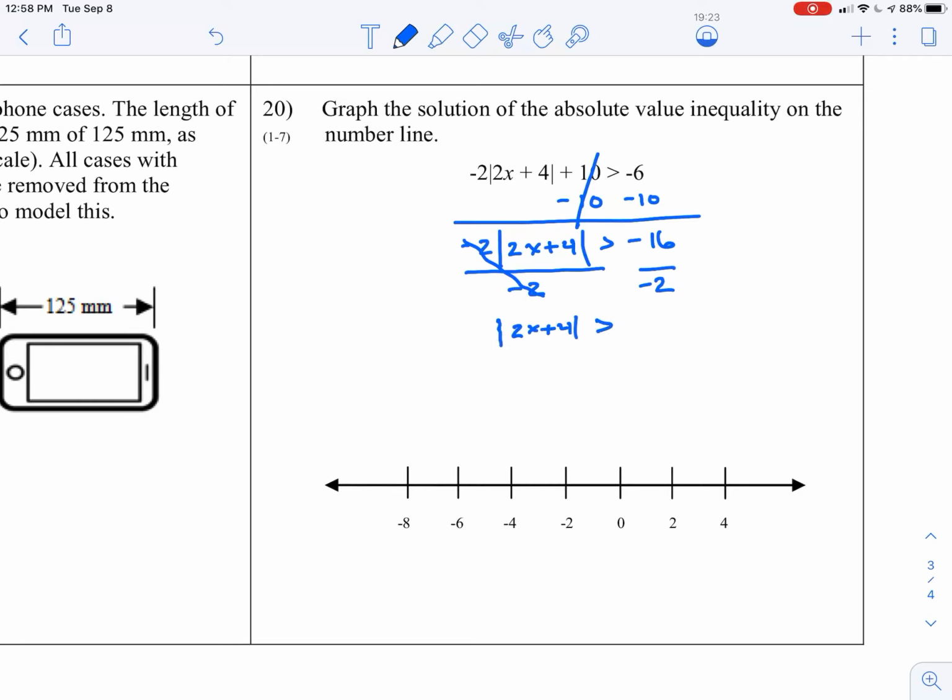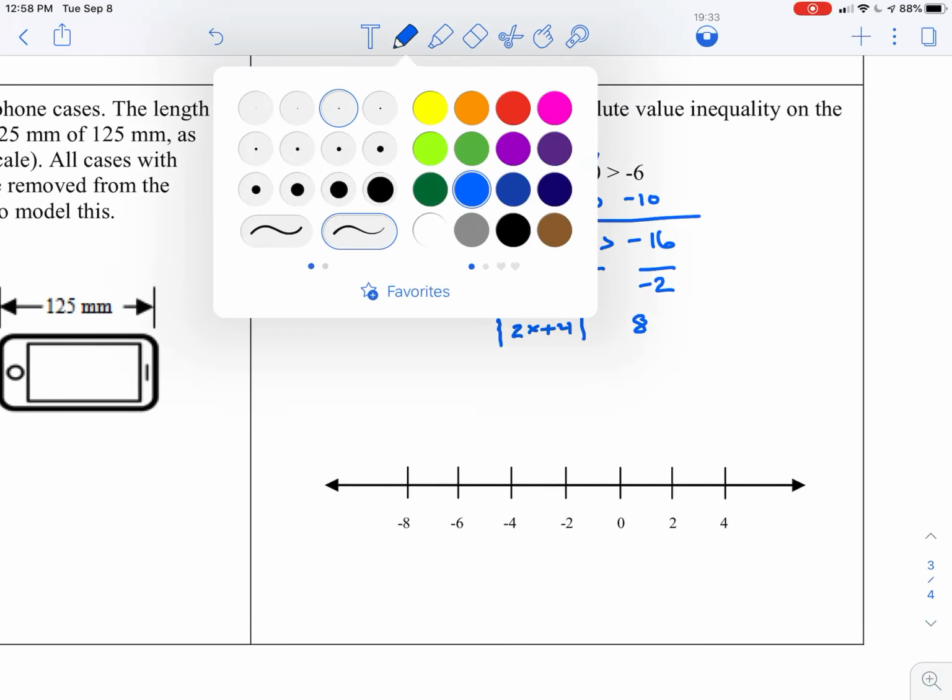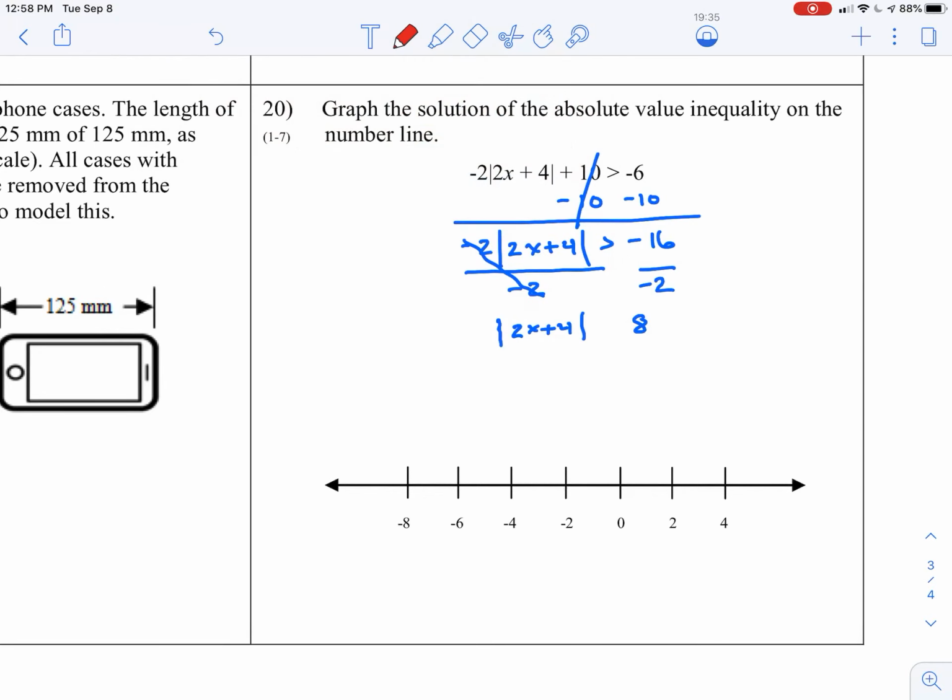is greater than negative 16 divided by negative 2, is a, hopefully you caught me right there. Keep in mind, what did I divide by? I divided by a negative right here. And remember, when I divide by negative 2, I must flip my sign. Because I just changed my negative number, negative 16, now became a positive number. So my sign has to automatically know to flip. Okay, so now I have the absolute value of 2x plus 4 is less than 8.